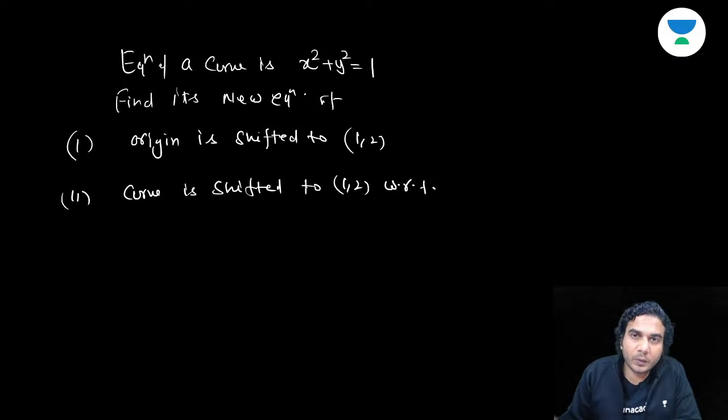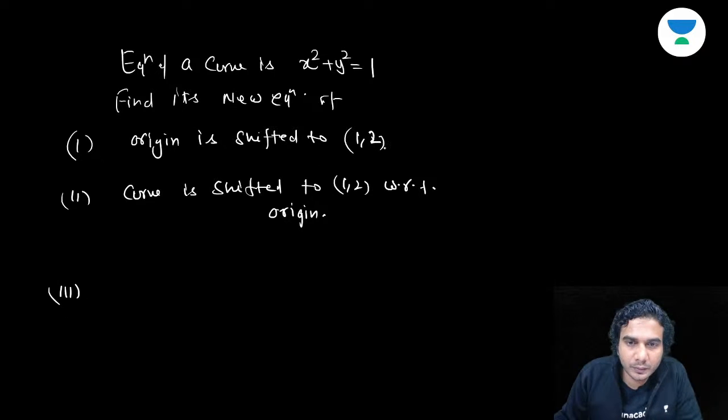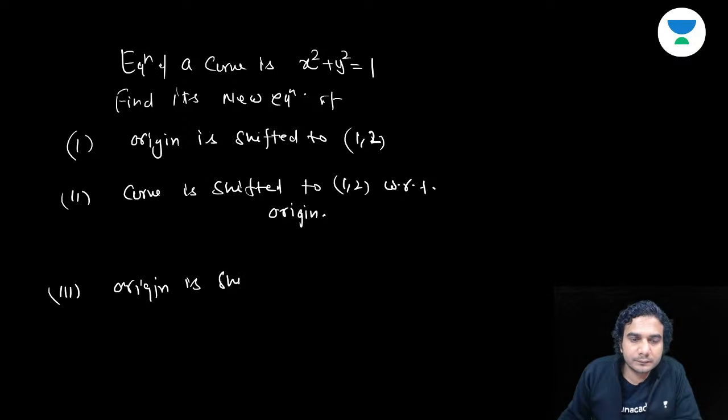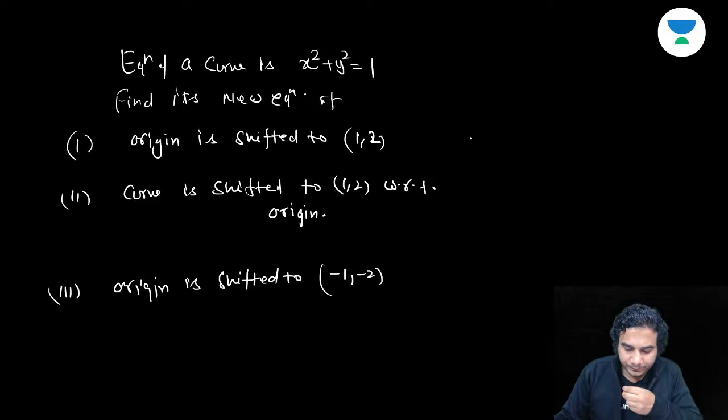With respect to origin means the point which is at origin will now be at 1, 2. That means it is translated 1 unit towards the positive direction of x-axis and 2 units towards the positive direction of y-axis. Okay. Third, origin is shifted to 1 comma 2, and fourth, origin is shifted to -1 comma -2. Now you need to answer these questions. It's a bit confusing, but you should try to understand it.